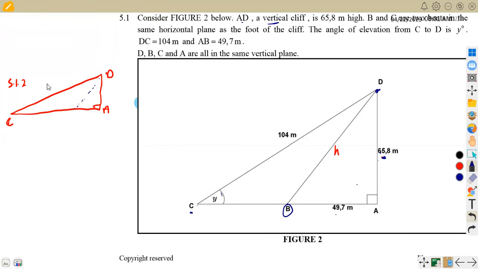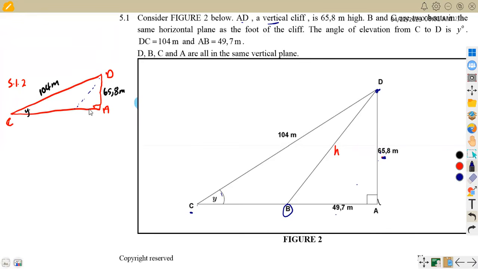I want you to see that we are given 104 meters from C to D. From A to D, we are given 65.8 meters. With this triangle, considering this whole triangle, you're going to see that the angle y that we need to calculate here can actually be calculated from these two sides.